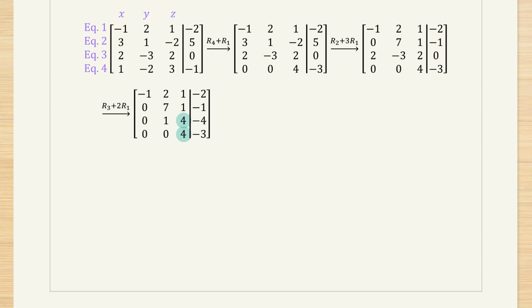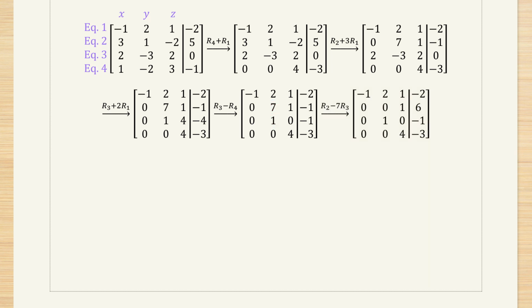I see a 4 and a 4. We can easily get rid of one of those 4s by subtracting. We can go row 3 minus row 4. 1 minus 0 is 1. 4 minus 4 is 0. And -4 minus -3 is -1. Looking at the 7 and the 1 in the second row, we can cancel the 7 by subtracting 7 times 1. Row 2 minus 7 row 3. 7 minus 7 times 1 is 0. 1 minus 7 times 0 is 1. -1 minus 7 times -1 is 6.